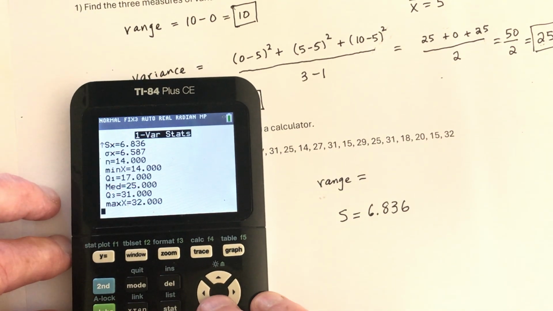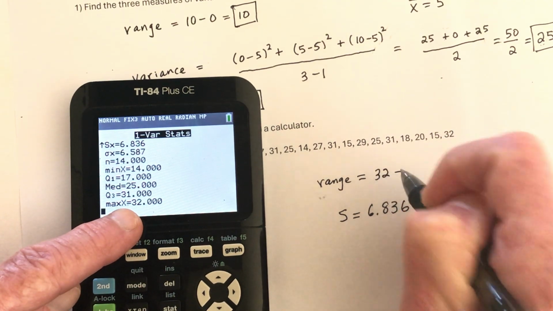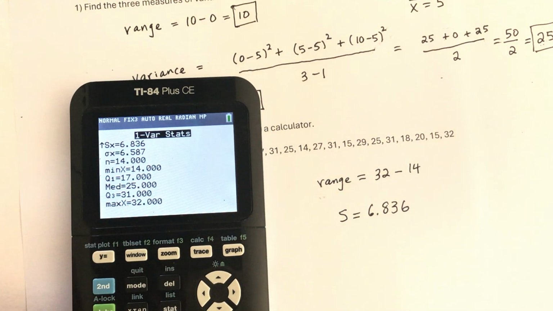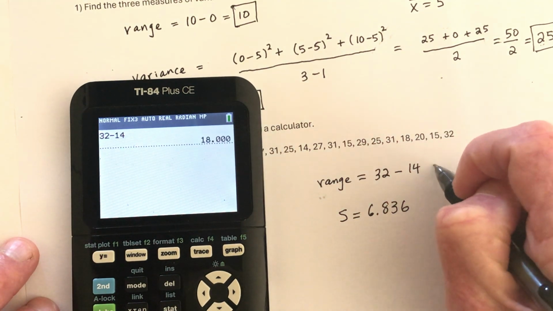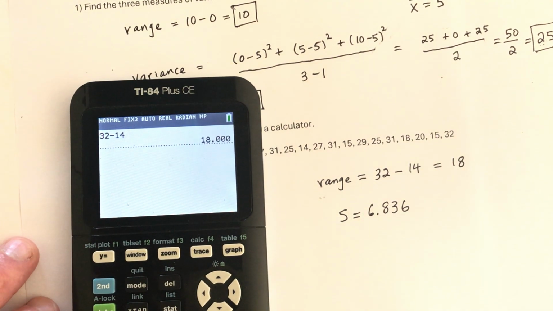And then for the range, that's just the biggest minus the smallest. If you scroll down, right there's the biggest, 32, and right there is the smallest, 14. So I just need 32 minus 14, and that is an 18. So the range is 18, and the standard deviation is 6.836.